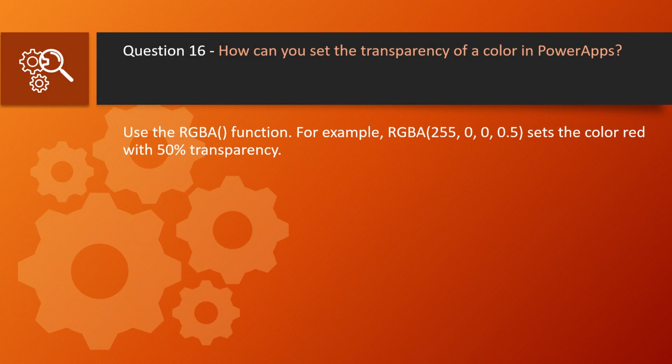How can you set the transparency of a color in PowerApps? By using the RGBA function you can do this. Here you pass RGBA(255, 0, 0, 0.5), which sets the color red with 50% transparency. Here you are giving the transparency 0.5.